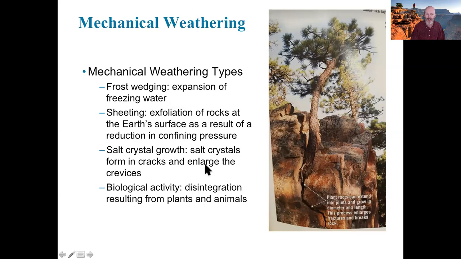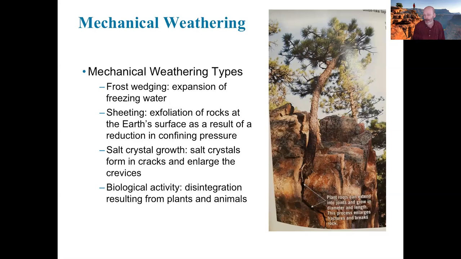We can get sheeting and salt crystal growth. These will also happen in that same process of expanding out. And then we have biological activity, which can happen when a tree grows and its roots begin to separate things out. You wouldn't think that a root of a tree would be stronger than rock, but you would be amazed.